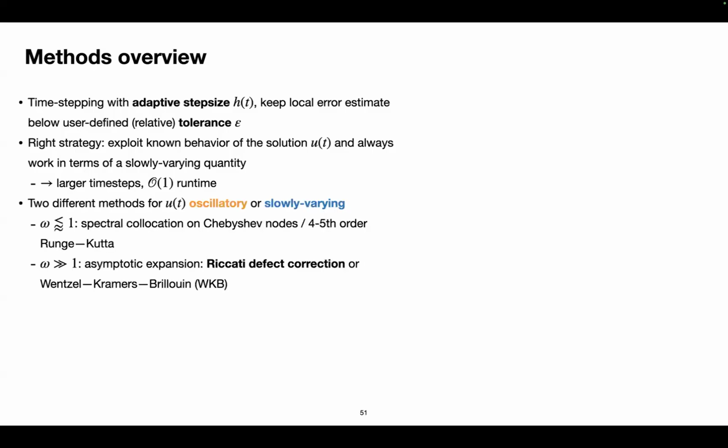So the strategy is to use two different methods, actually. One for when the solution is oscillatory and one for when it isn't. For when it isn't, I'm just going to use something very conventional. It's called the spectral collocation method, but you could also use something like a Runge-Kutta. These are basically all methods that are available in software libraries. So these are very established.